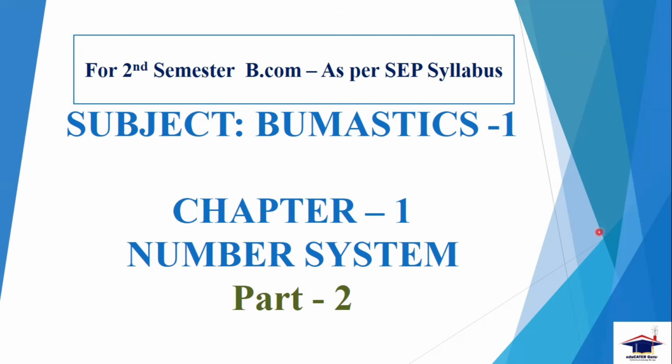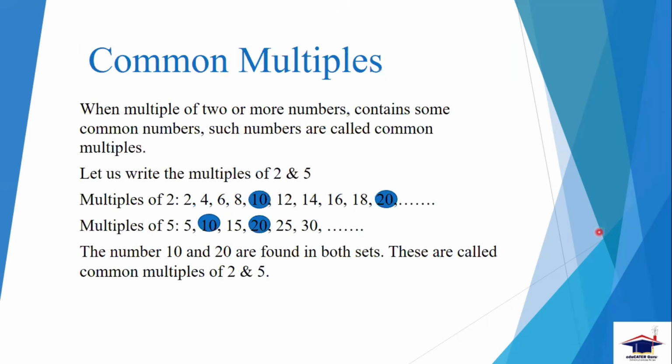Now, let us start with the number system, part 2 video. Now, common multiples. What do you mean by common multiples? When two or more numbers' multiples contain some common number, they are called common multiples. Let me explain with an example. First, let us write the common multiples of 2 and 5.